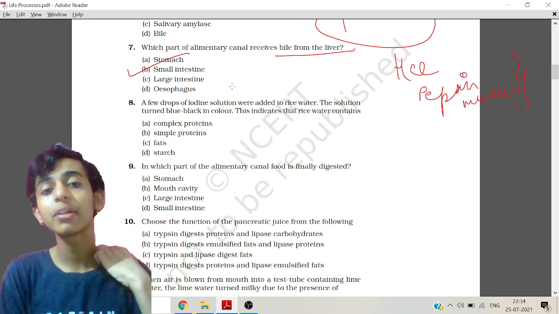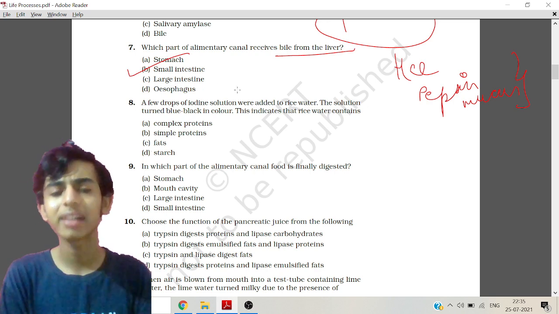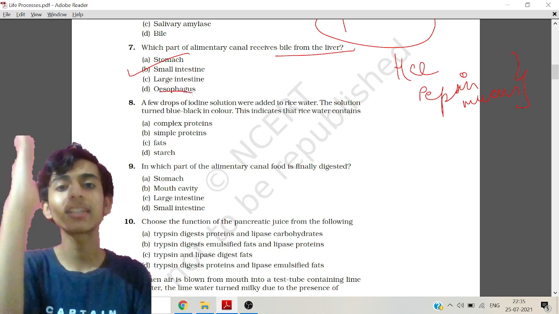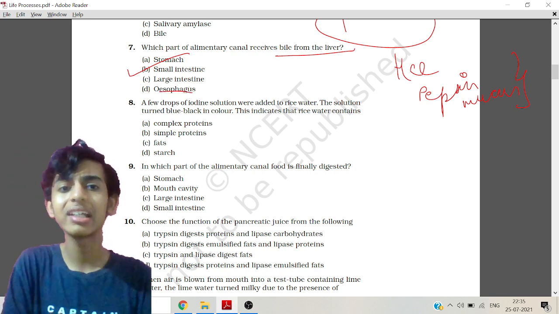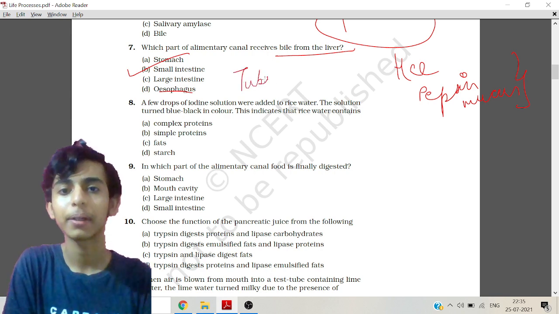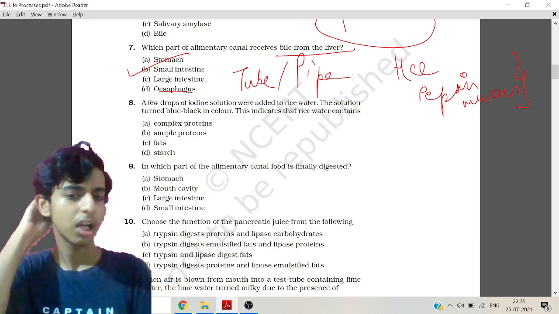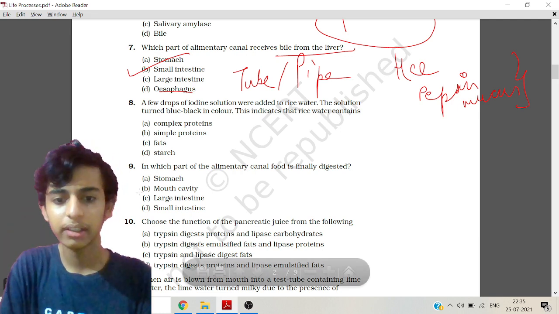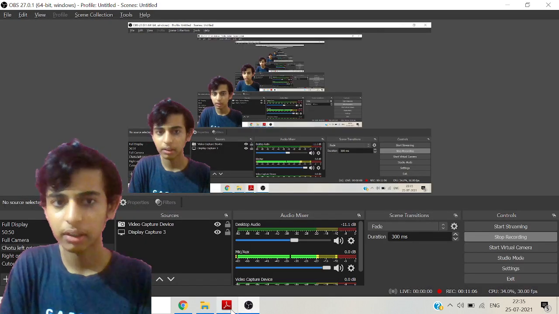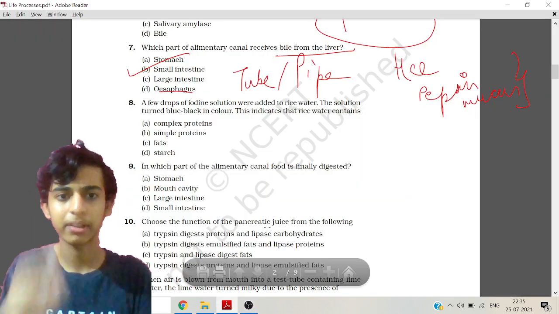In the large intestine you have absorption of water and other minerals. Esophagus is just a tube, a pipe for passing food. Right, so this cannot be the correct answer. Is that clear? Just let me check. Fine, I'm audible and visible.